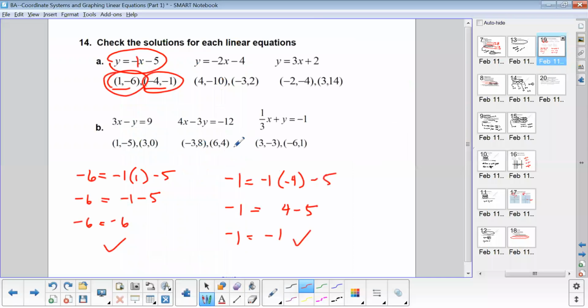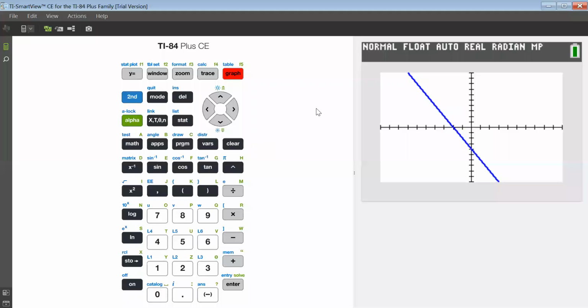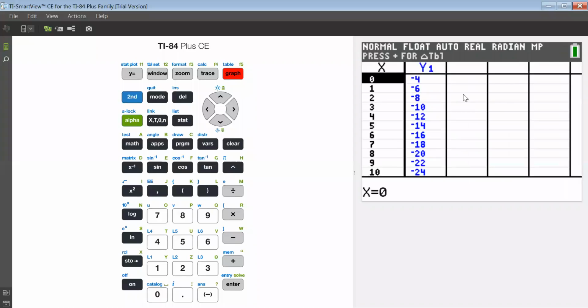So I wanted to know, for y equals -2x, is (4, -10) a solution? We've got (4, -10) and we've got (-3, 2). I just want to make sure those are part of the solutions. What you could do is go to second graph and pull up your table and start looking. I'm going to scroll up to look for -3, and I see (-3, 2). So that ordered pair was given to us, and it is a solution to this equation.